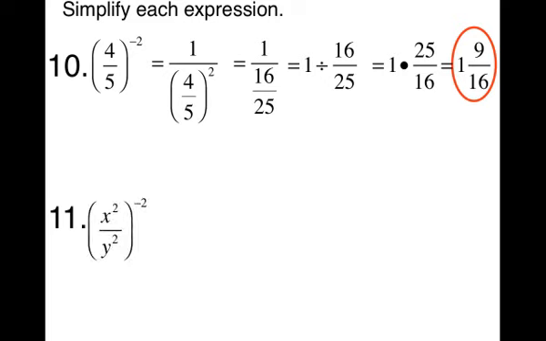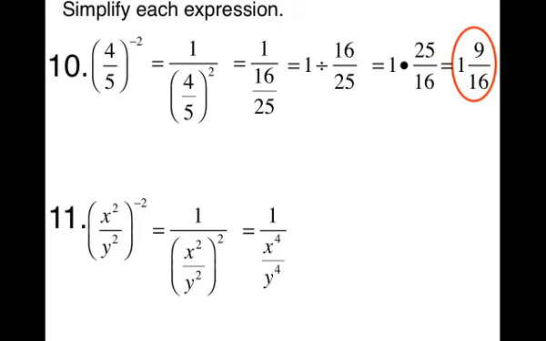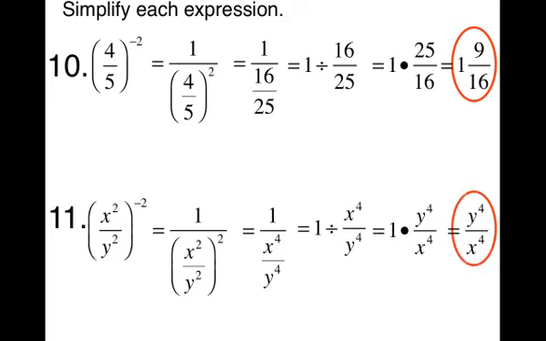Here's another one. Can get a little bit confusing. It's basically the same problem though. So we have 1 over x squared over y squared raised to the second, which will mean I'll have 1 over x to the fourth over y to the fourth. That means 1 divided by x to the fourth over y to the fourth. Dividing by a fraction, we flip it over, and there's our answer.